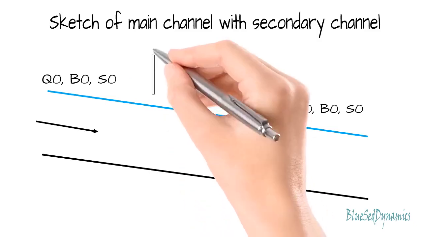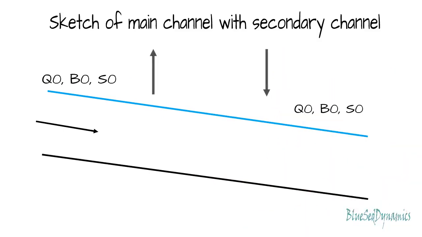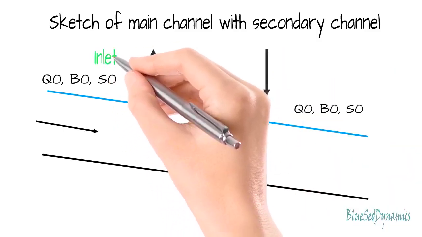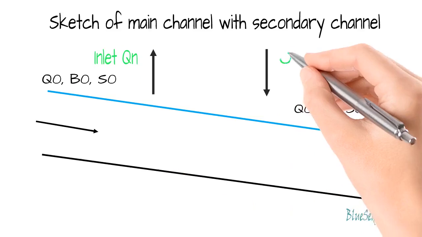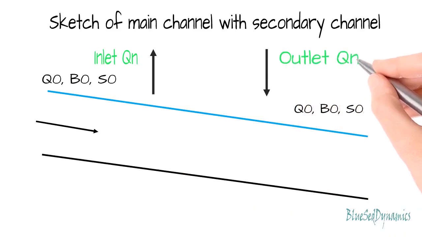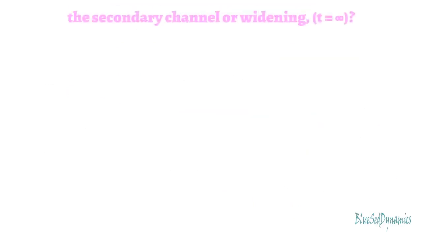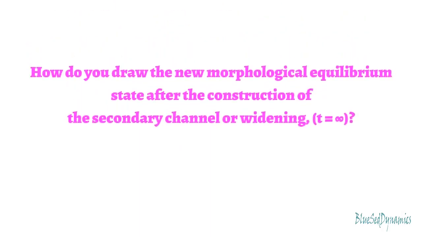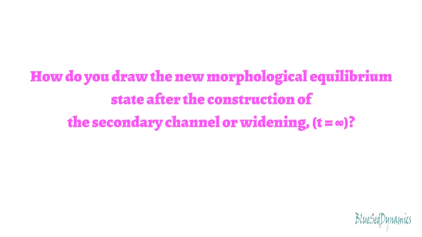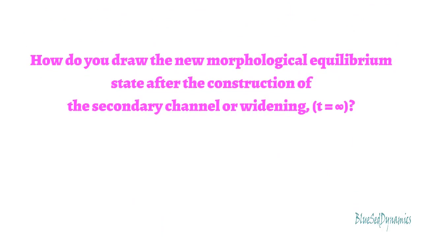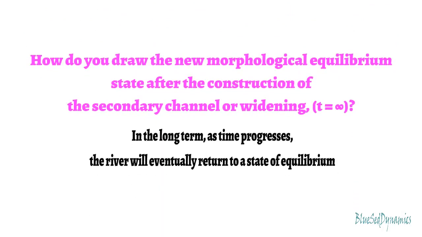Water is extracted. It is assumed that sand does not enter the secondary channel. The width b and the sediment transport S do not change. Only the flow is reduced in the main channel, between the inlet and the outlet of the secondary channel. How do you draw the new state of morphological equilibrium after the construction of the secondary channel or widening, as time, t, tends to infinity?